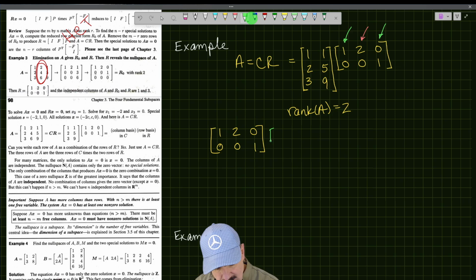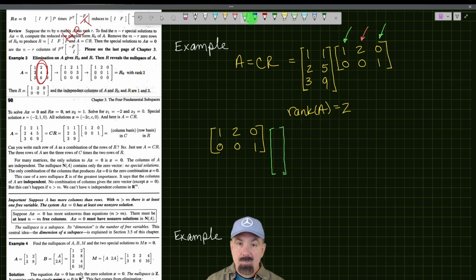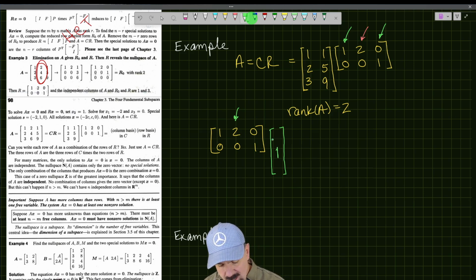And the question is, what's in the null space? Well, we start with free variables. In this case, we only have one free variable. So we're just going to set that free variable equal to 1 and figure out what we need. Okay? So when we set that equal to 1, we can see that the first entry in our null space vector is going to have to be -2.